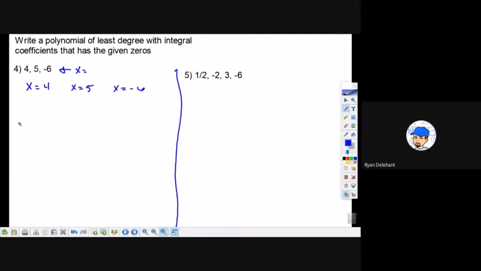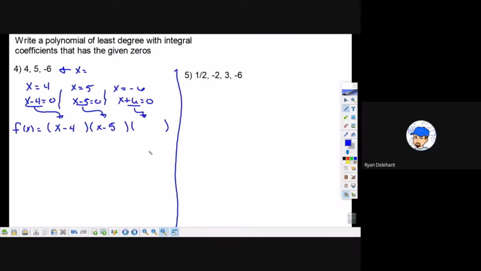So since I have three zeros, I know I'm going to have 3 sets of parentheses, and I've got to work my way back to figure out what should have been inside of them. So I've got to solve each one of these things so they equal 0. So that's x minus 4 equals 0. So that is what goes in the first parentheses. This is x minus 5 equals 0. That goes in the second. And we add that 6 to the other side, and we get x plus 6 equals 0. And this goes in here.